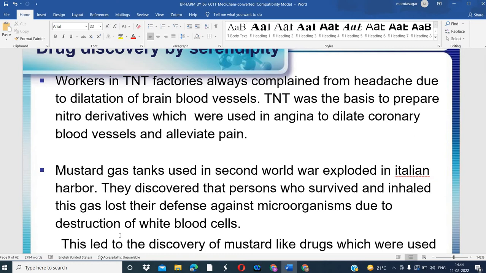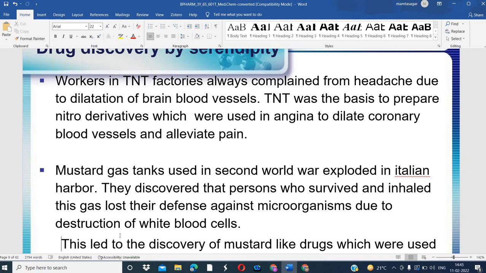The workers in TNT factories always complained of headache due to dilation of brain blood vessels. TNT was the basis to prepare the nitro derivatives which were used in angina to dilate coronary blood vessels and alleviate pressure. So this is the case we have discussed. Enough of the cases that we have discussed, okay, to understand serendipity and how we can discover a new drug. And this is a different example, the medicine which is used for the headache, okay.